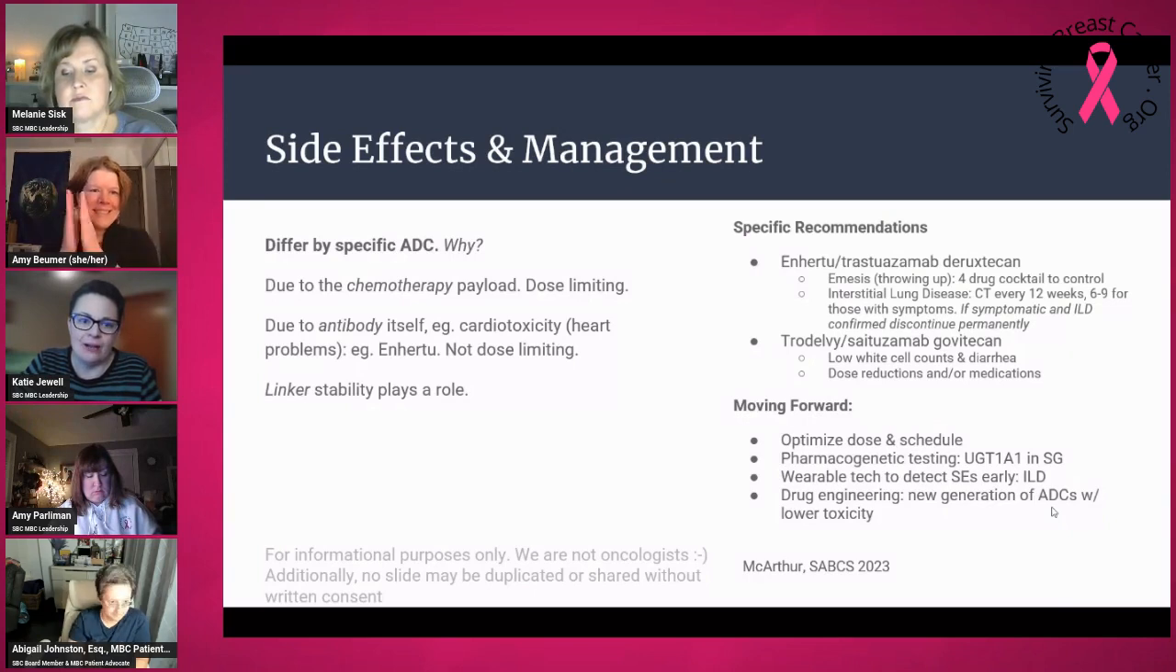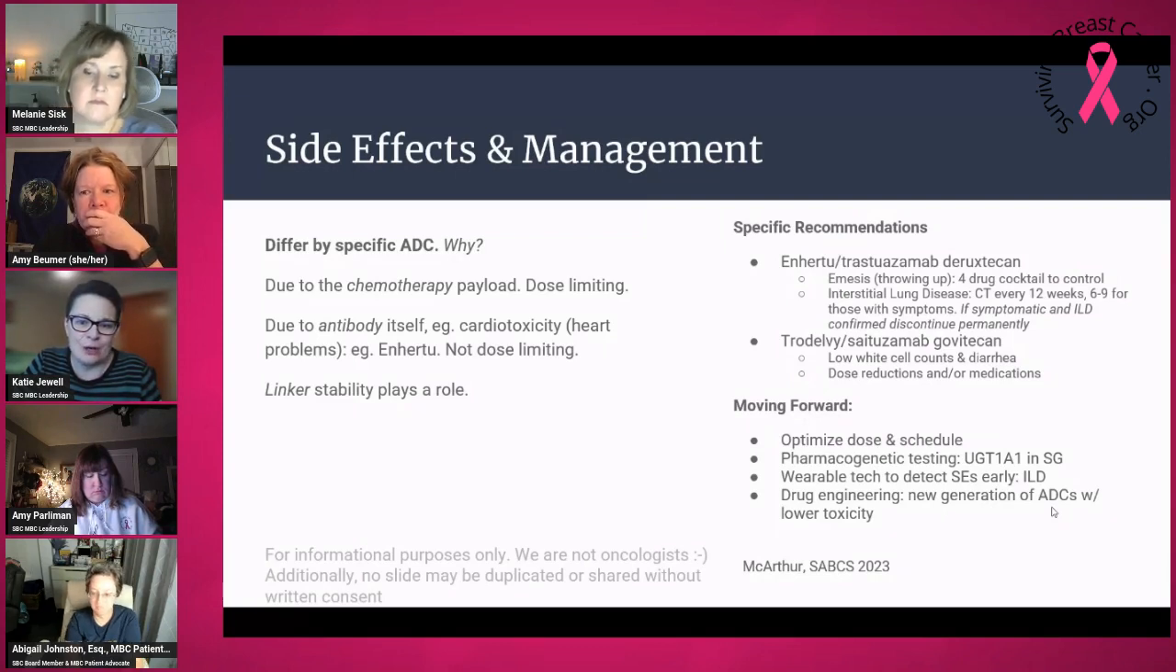Moving forward in studying the antibody drug conjugates, it's going to be important to optimize dosing and the scheduling of getting the drugs, doing pharmacogenetic testing, which is really looking at the levels of drugs in our bodies after a certain amount of time when it's given. They're doing some studies with wearable devices that might detect side effects earlier than patients would feel them, which is a really cool thing that's coming down the pike.